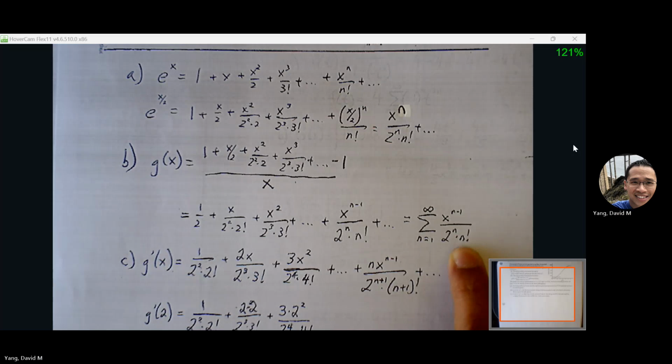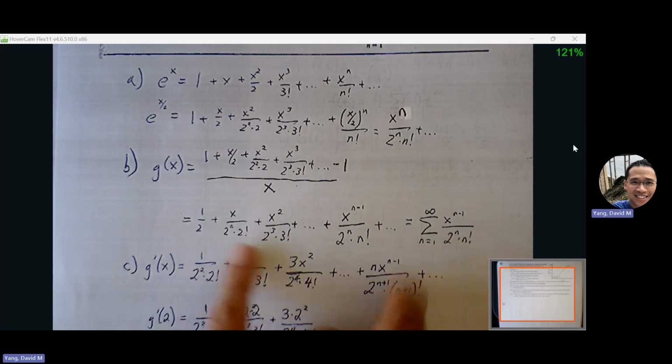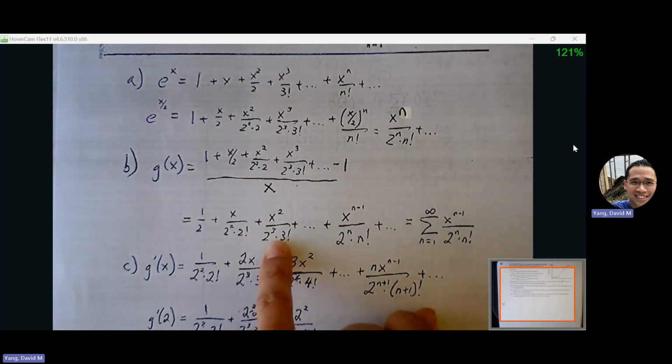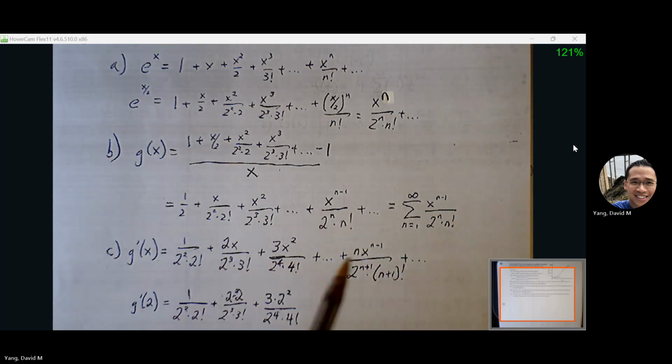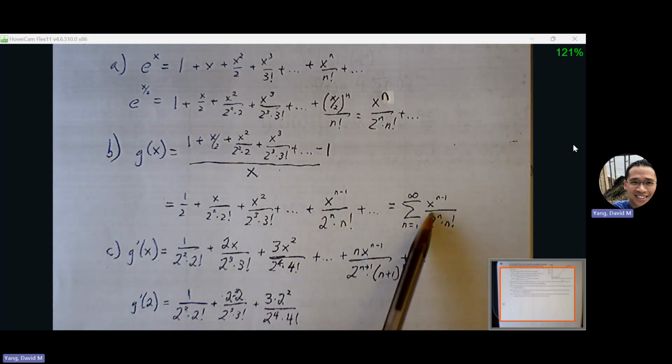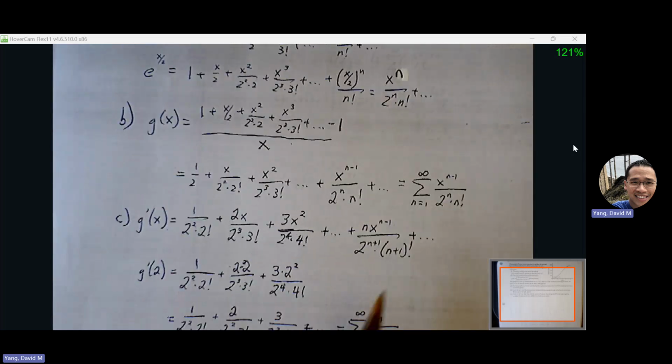And part C says, for the function g in part B, find g prime of 2. Well, let's first find g prime of x. So g prime of x off of this, I'm just doing the derivative. So 1/2 goes to 0. This becomes 1 over 2 squared times 2 factorial, 2x over 2 cubed times 3 factorial. And I'm also going through power rule here. So I'm bringing down the n minus 1 and then subtracting 1.